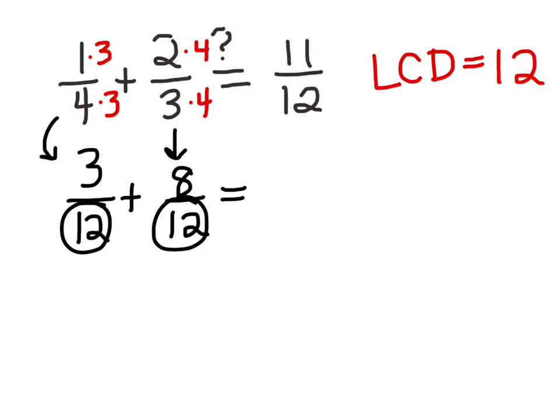The denominator doesn't change, and you find the sum of the two numerators, which are 3 and 8. The sum of 3 and 8 is 11. So Stephanie's group is correct, and the reason the denominator is 12 is because the least common denominator for the 4 and the 3 is 12.